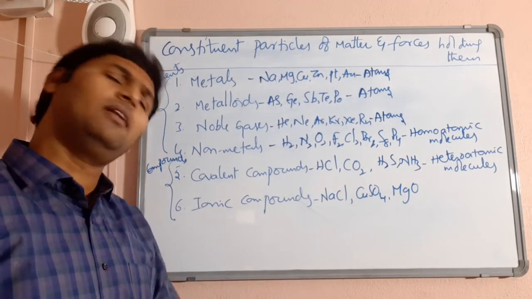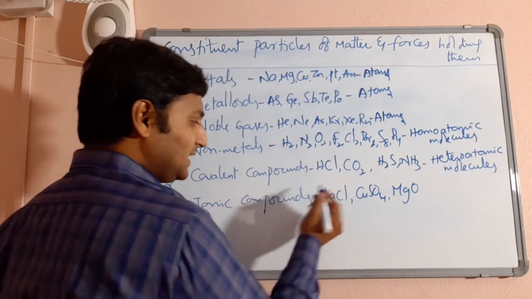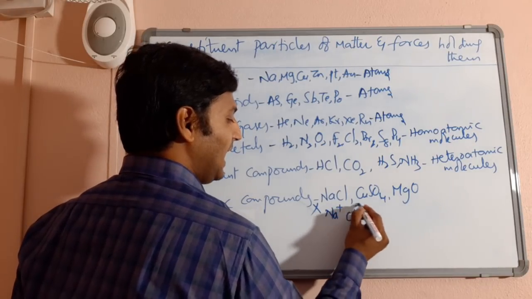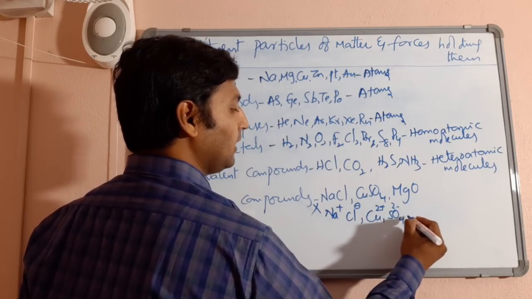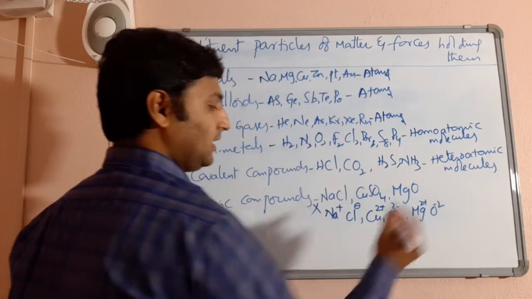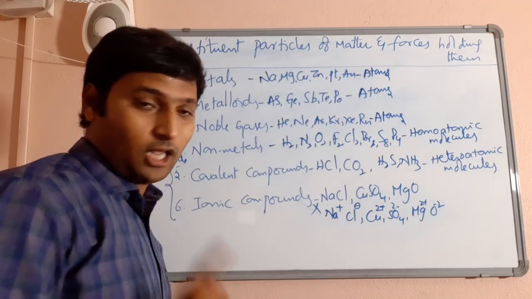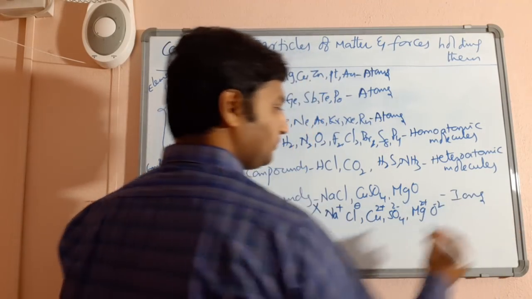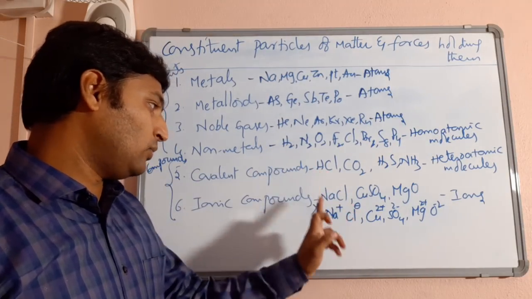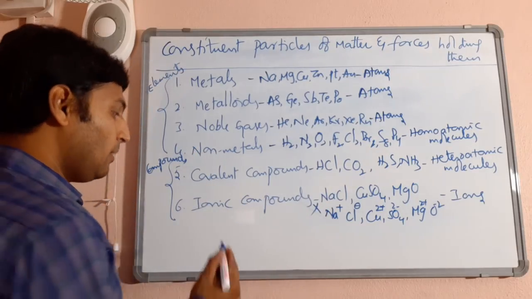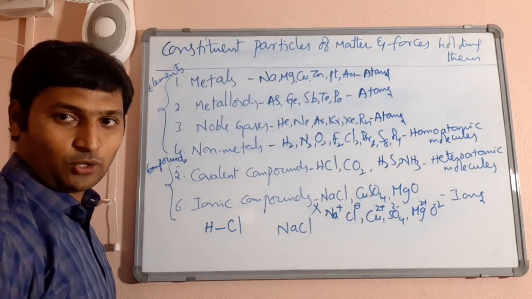But you know very well, let me remind you that these are not molecules. These actually exist as ions. Sodium cation, chloride anion. Copper cation, sulfate anion. Magnesium cation, oxide anion, etc. So, the constituent particles in ionic compounds are not molecules, they are actually ions. What is the main difference between a covalent compound and an ionic compound? Let us understand that by taking these two species, HCl and NaCl, hydrogen chloride and sodium chloride.